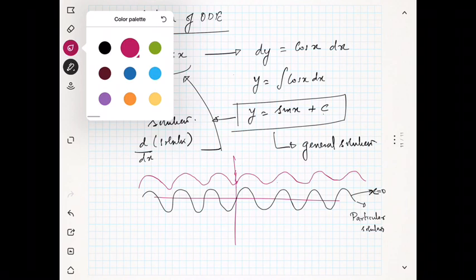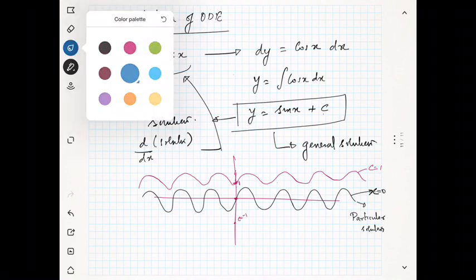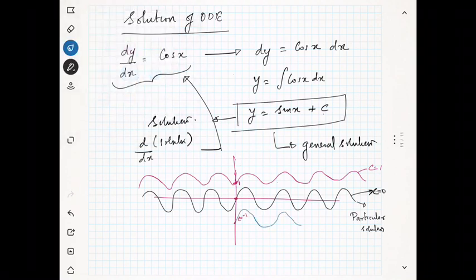Similarly, this is for c equal to 1. When c equals 1, the value 0 will be shifted to 1. Suppose c is equal to minus 1, then the curve will be shifted down, and that is another solution. So there are a lot of solutions. Similarly, for different values of c, you can get a lot of solutions.